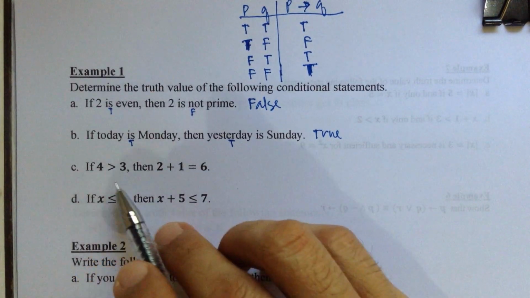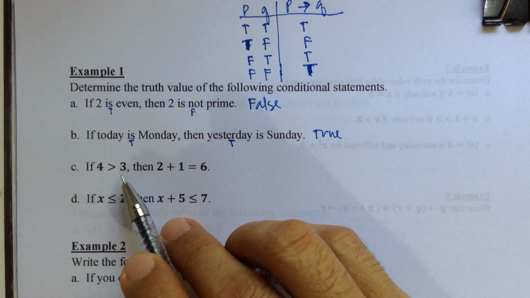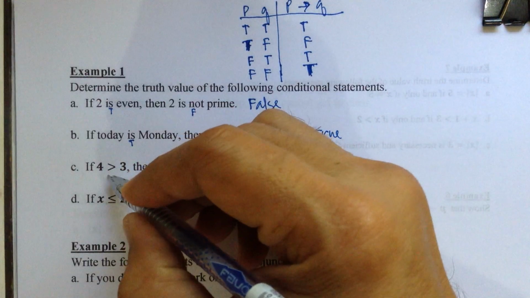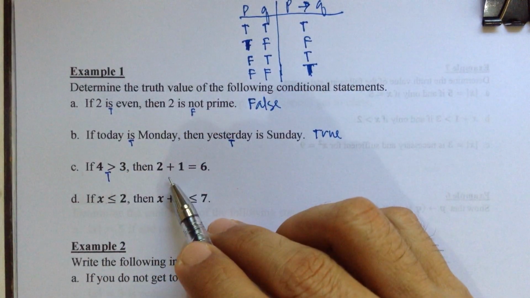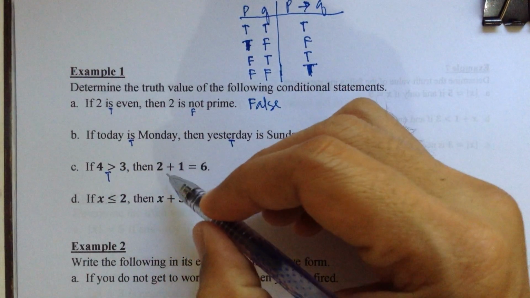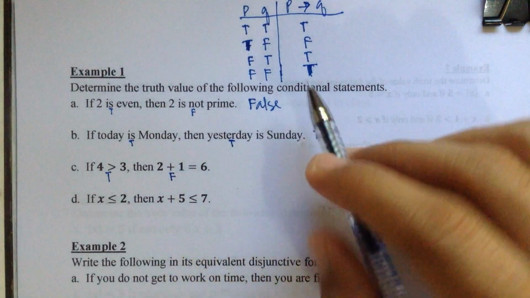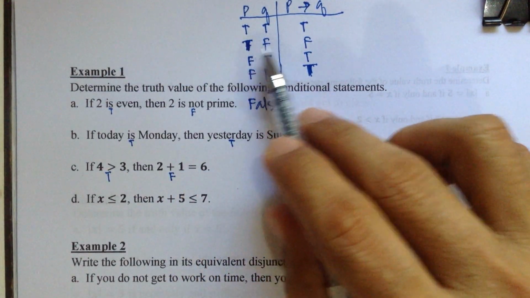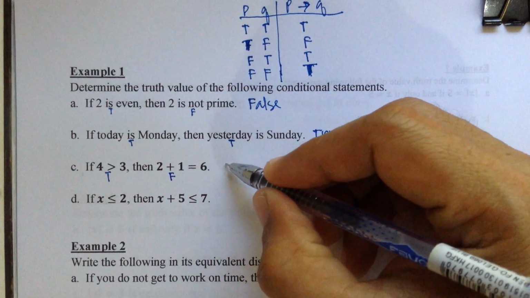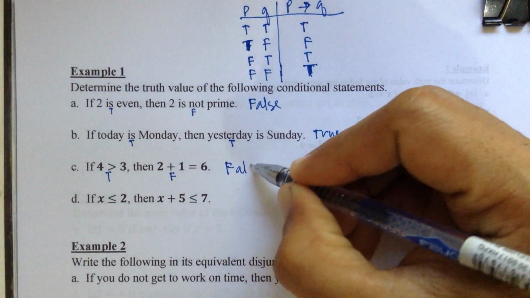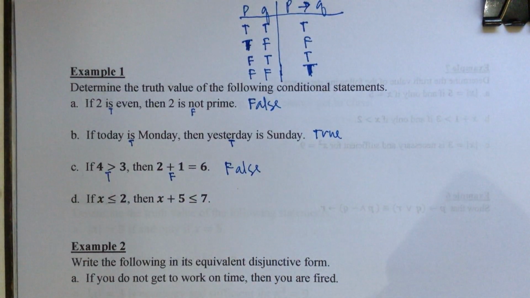Letter C. If 4 is greater than 3, of course this is true, right? Then 2 plus 1 is equal to 6, which is false. Again, according to the truth table, this statement is false.